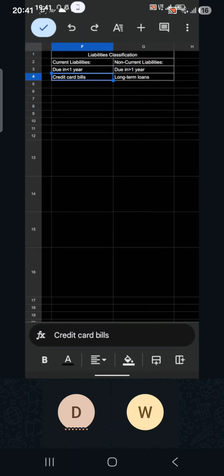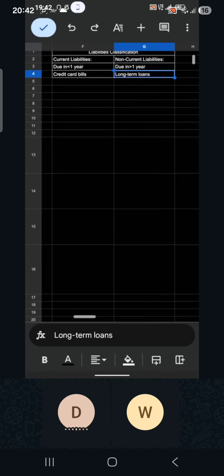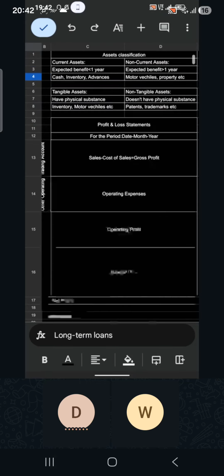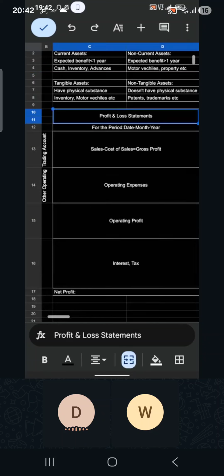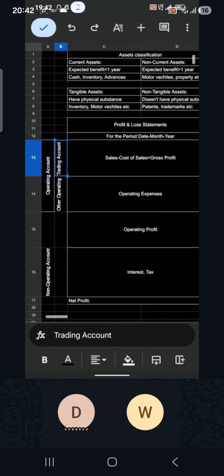Current liabilities are simple, like credit card bills. You probably have to pay them within the next month at the latest. But I don't know why you are not paying them. And then there's long-term loans, non-current liabilities, things that last over a year, maybe like house prepayments. I don't know.